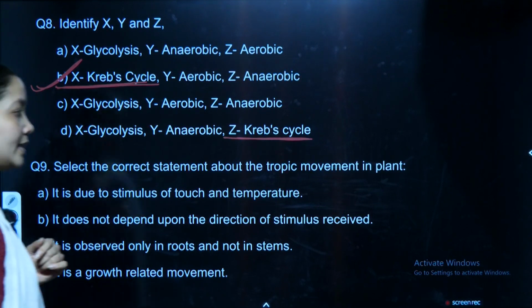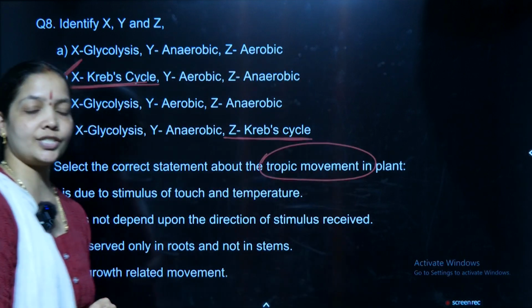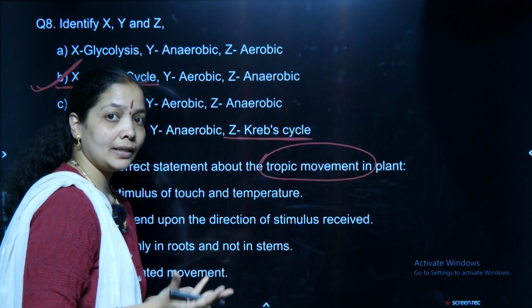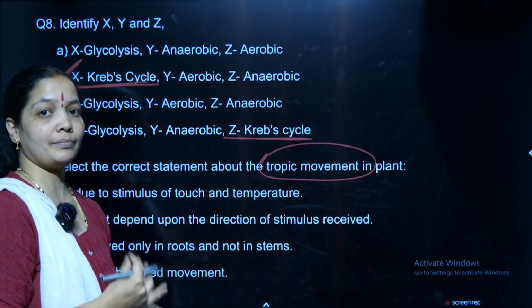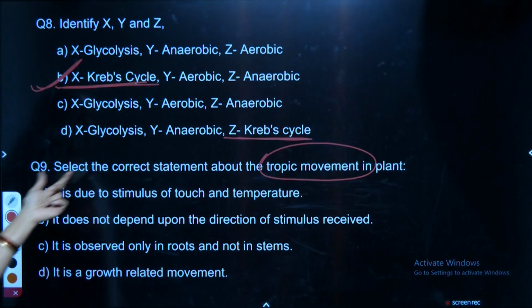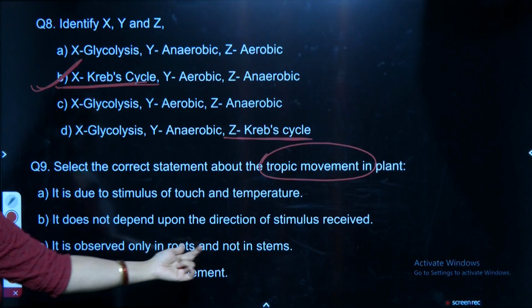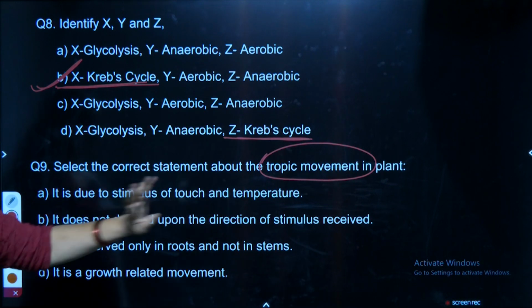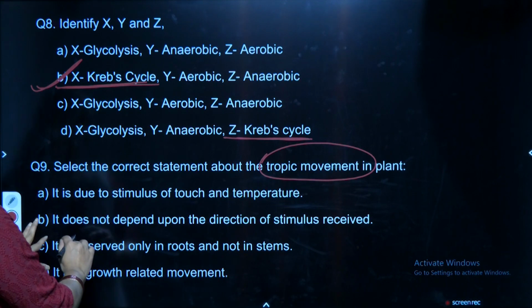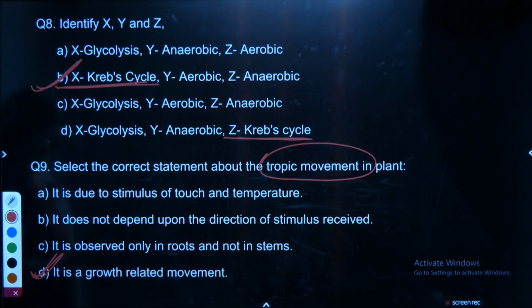Next, select the correct statement about tropic movement. The chapter is control and coordination. Tropic movement means the growth of a plant according to phototropism, that might be sunlight, or geotropism, that might be for water. So when I am doing tropism, it is a growth related movement. It is observed only in roots. It does not depend upon direction. It is due to stimulus, touch and temperature. So in this, the exact fact will be that it's a growth related movement. So option D is my right answer.